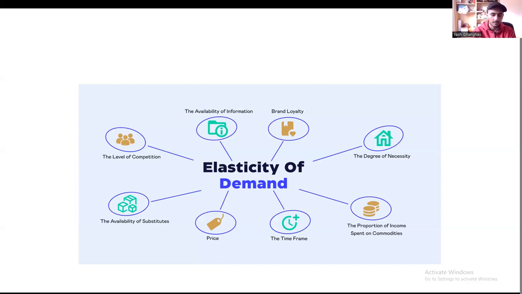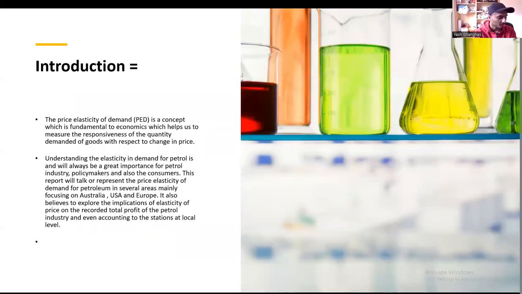So first of all, let's start with the introduction. The price elasticity of demand is a concept which is fundamental to economics, which helps us to measure the responsiveness of the quantity demanded of goods with respect to change in price. So with change in price, we can actually determine how the goods are going to do in the future. Understanding the elasticity in demand for petrol is and will always be of great importance for the petrol industry, policymakers, and also consumers. Many sectors and many people can learn about these things. And in the further slides, we will discuss the three regions and the various questions.